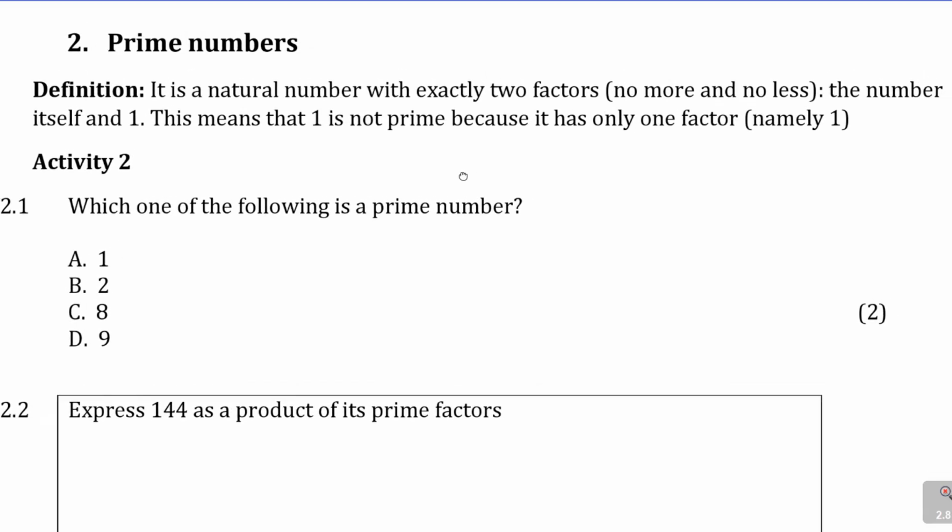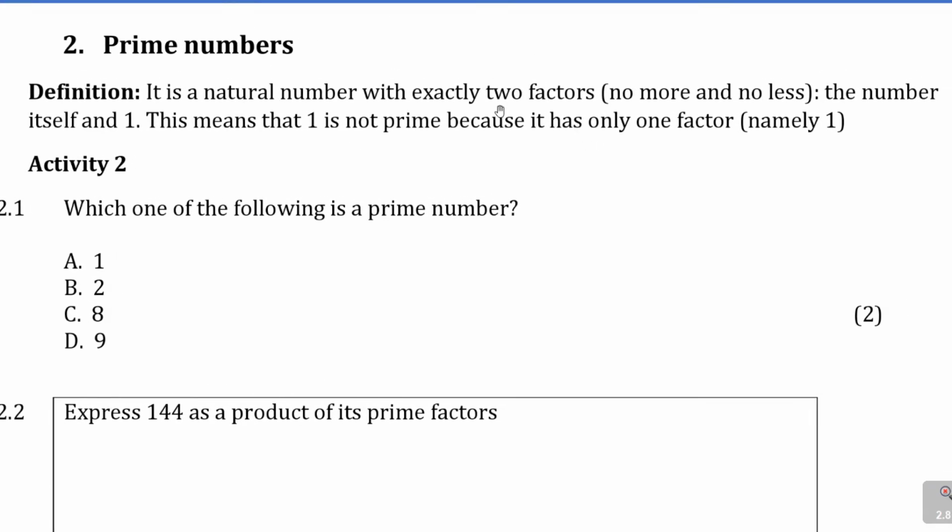Now, the first thing that they will want you to know is the definition of a prime number. It is very important for you to know that definition. Now, what is a prime number? It is a natural number with exactly two factors. That's the key part. It has two factors, no more, no less: the number itself and 1. This means that 1 is not a prime number because it has only one factor, namely 1. So we are saying a prime number is a number that has only two factors.